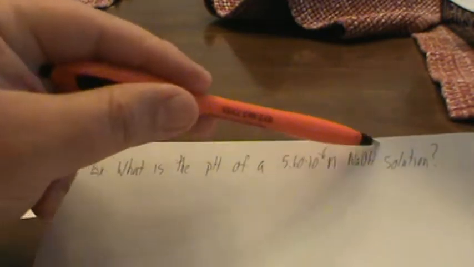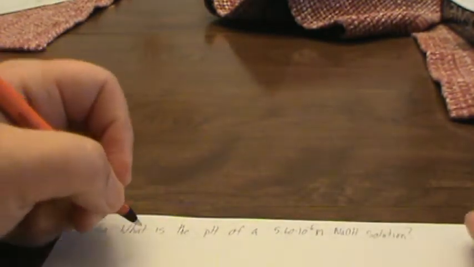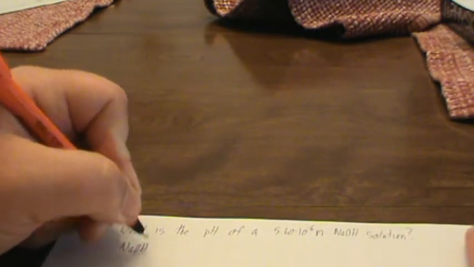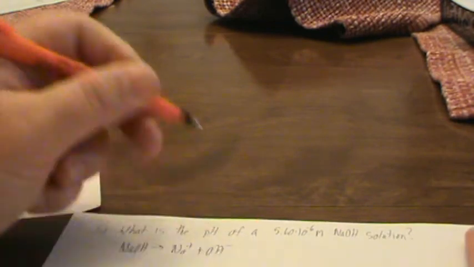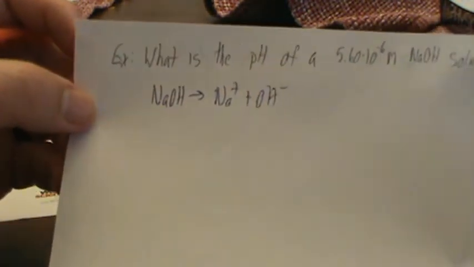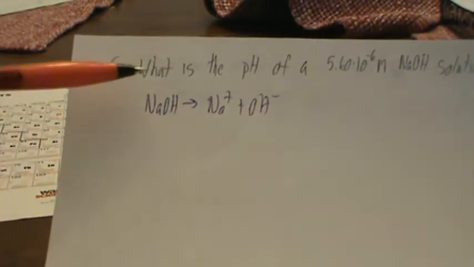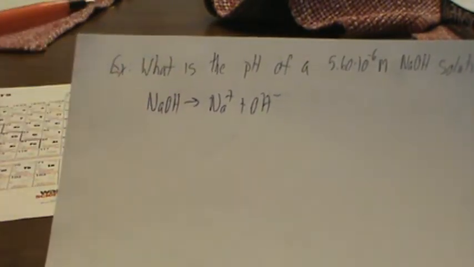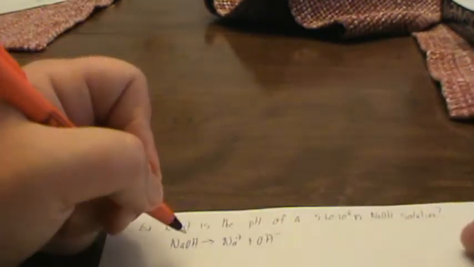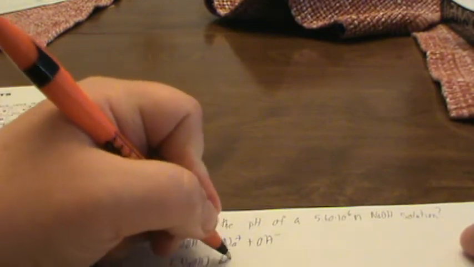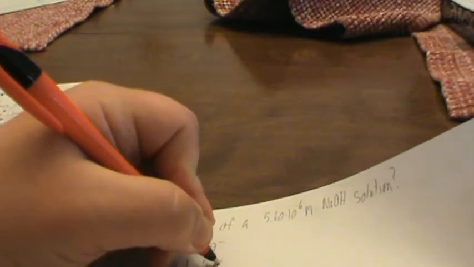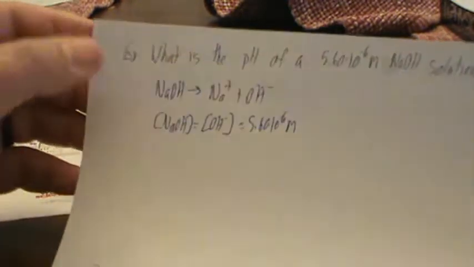Because it has hydroxide in it. So sodium hydroxide, if we break that apart, we get a sodium ion and a hydroxide ion. And if we look at the reaction and try to balance it, we notice that everything's on a 1-to-1 ratio. So whatever the concentration of sodium hydroxide is going to be also equal to the hydroxide ion concentration. So that will give us 5.60 times 10 to the negative 6 molar.